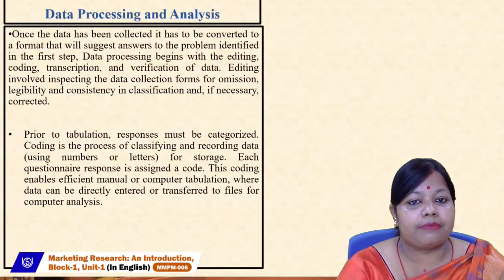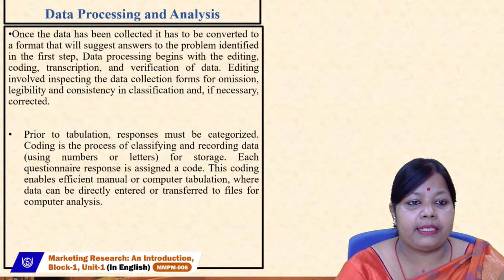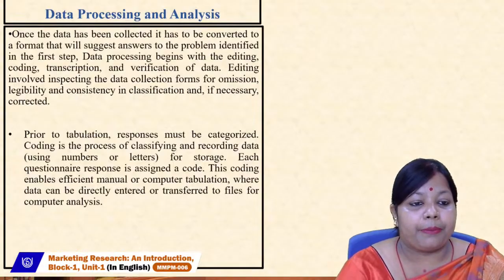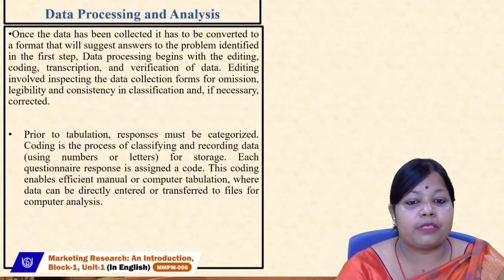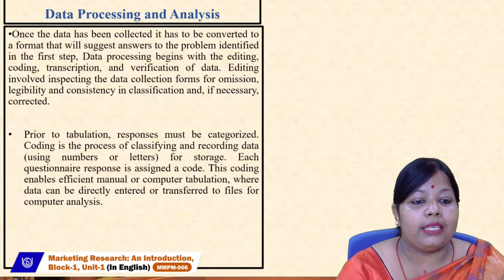Data processing begins with the editing, coding, transcription, and verification of data. Editing involves inspecting the data collection forms for omission, legibility, and consistency in classification, and if necessary, correcting them. Prior to tabulation, responses must be categorized. Coding is the process of classification and recording data.